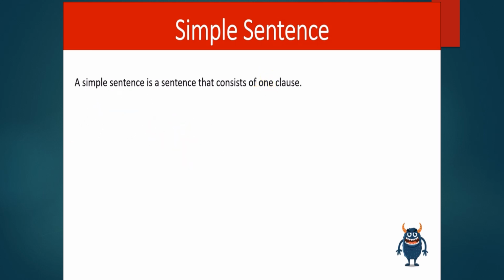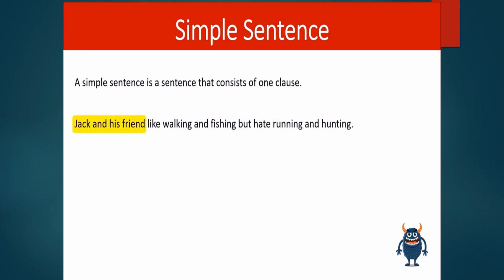Let's put up another example. Jack and his friend like walking and fishing but hate running and hunting. Okay, Jack and his friend. That is one subject. As we know, it's a compound subject because it's made of two elements. And there are two verbs. Our subject governs both verbs. This is an example of a simple sentence with a compound predicate.